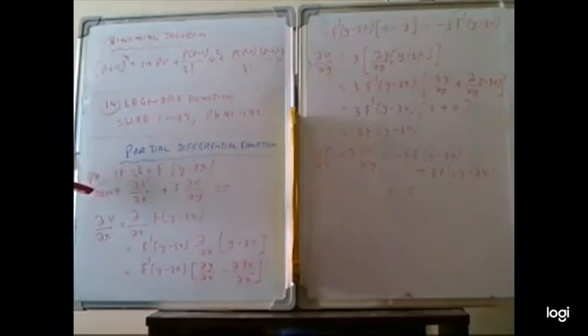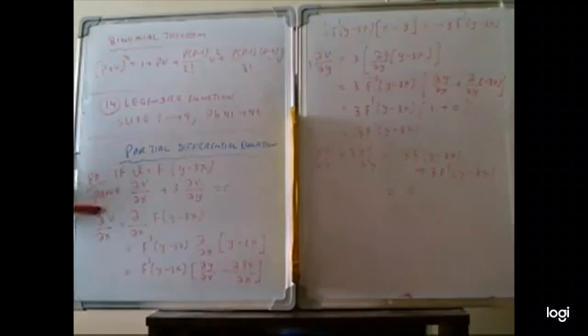The next one is the partial differential equation. Partial differential equation means that if you differentiate with respect to x, only the x term has to be differentiated. All other y or z, everything you have to put as 0. This is the partial differential equation. So if v equals f(y - 3x), you have to prove that del v by del x plus 3 del v by del y equals 0. Del means the partial differential.